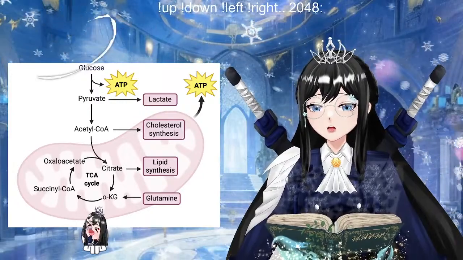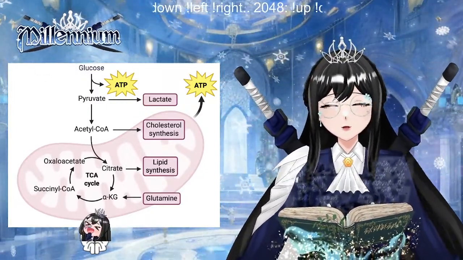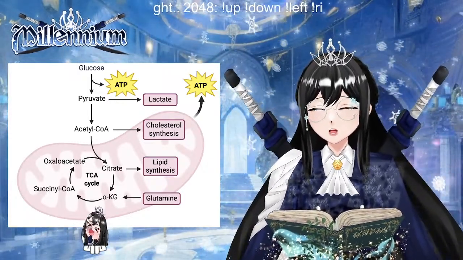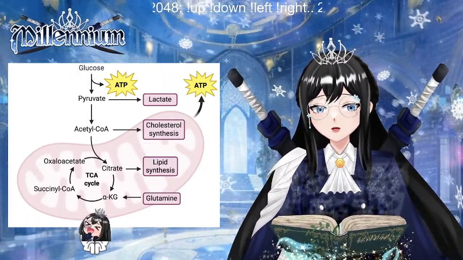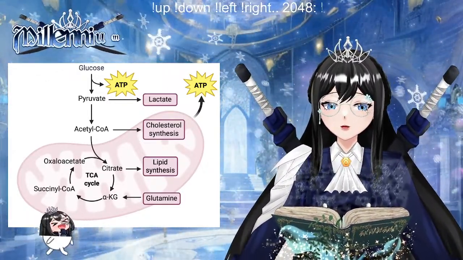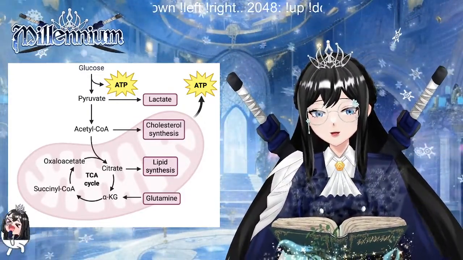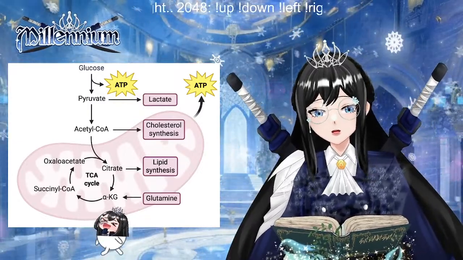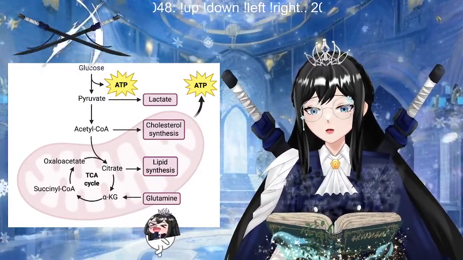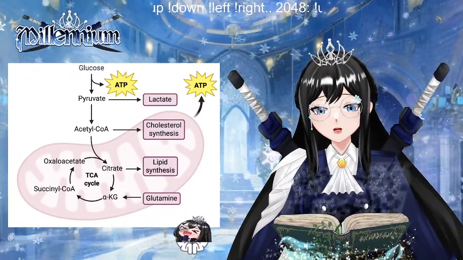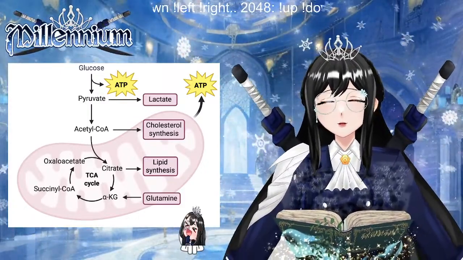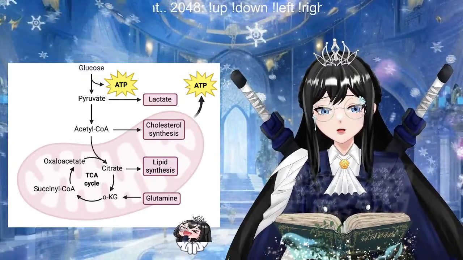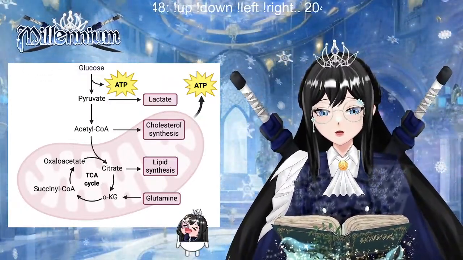The first step in metabolism of glucose is glycolysis, which occurs in the cytoplasm. Glycolysis breaks down a molecule of glucose into 2 molecules of pyruvic acid, a 3-carbon compound. During this process, a small amount of ATP is generated. NAD plus, the oxidizing agent, is reduced to NADH. And this reduced form carries the electrons to the later stages of metabolism.